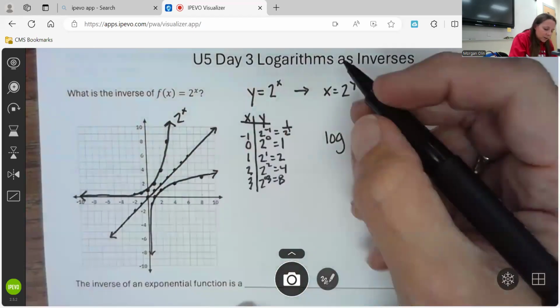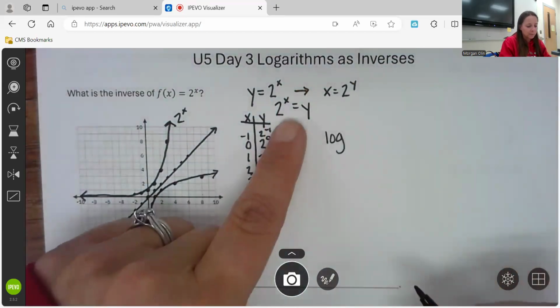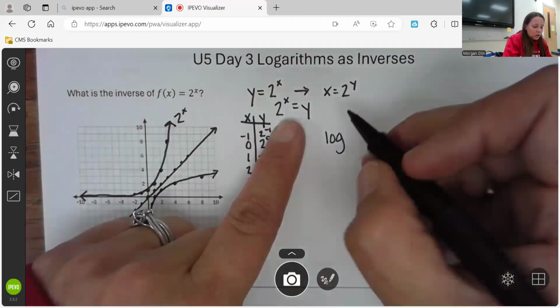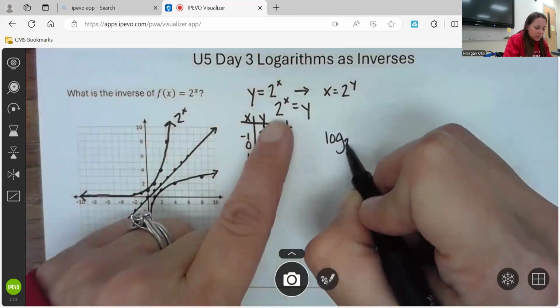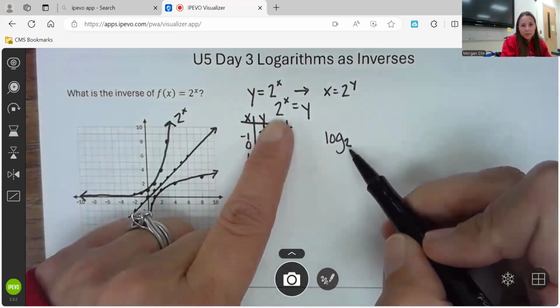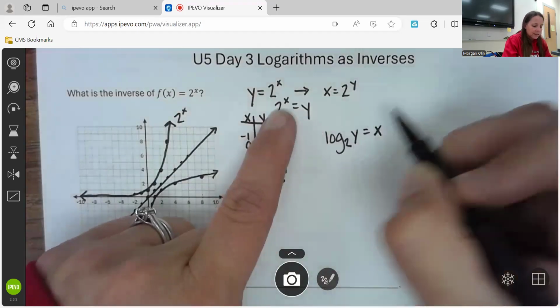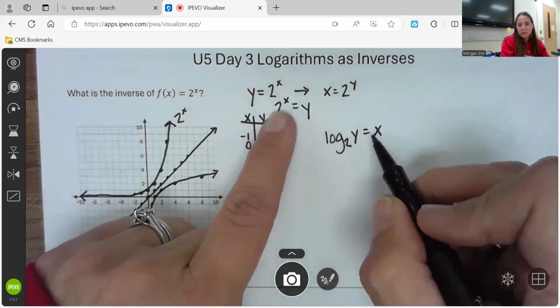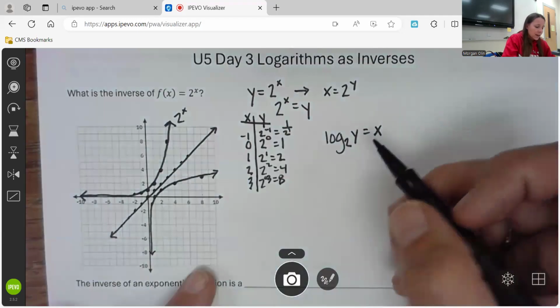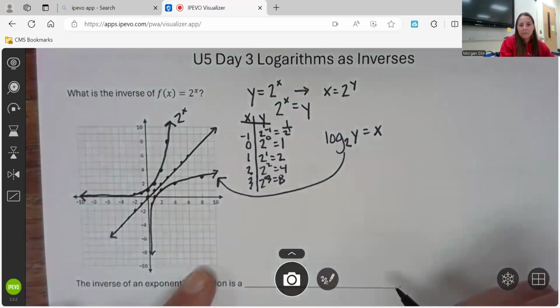And what we're going to do is, and you can think of it this way, 2^x = y. I'm going to flip that around for a second. The base of our exponent is going to become the base on this log, log base 2 of y equals x. Think of it as equaling the exponent. This right here is the graph of that.